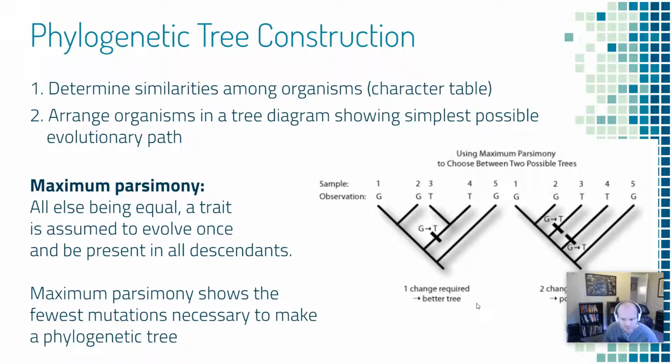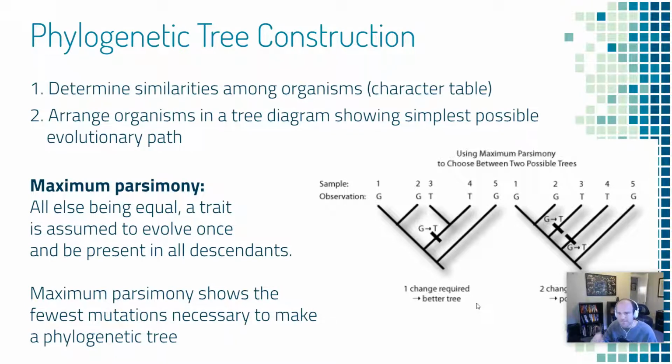When you're building your trees, you want to make sure you adhere to the principle of maximum parsimony. And what this means is we basically consider a trait probably only evolved once. It doesn't appear, disappear, reappear, disappear, reappear, disappear. We're going to assume it only happened once. Maybe it appeared and went away, like with whales, those vestigial structures like legs. But it's not common that it's going to appear, disappear, reappear. So maximum parsimony shows the fewest mutations needed to make a tree. We want to have the fewest derived characters, the fewest mutations to build our tree.